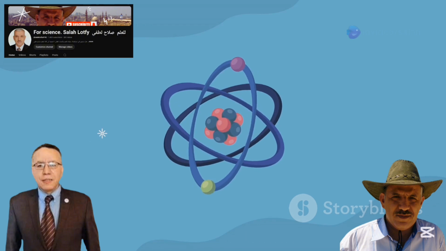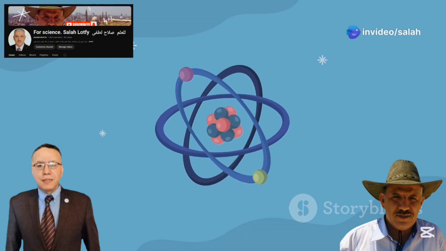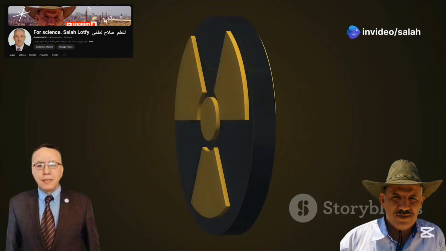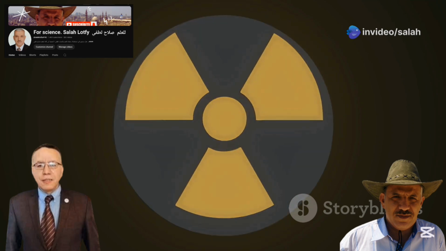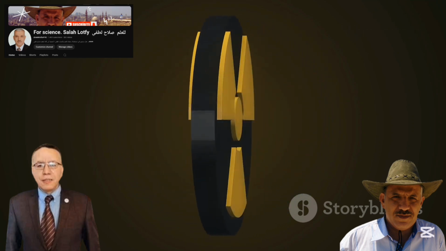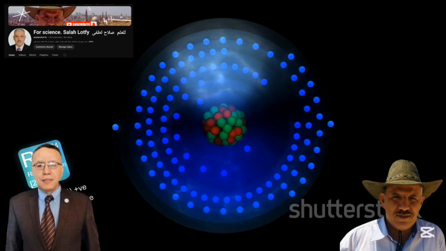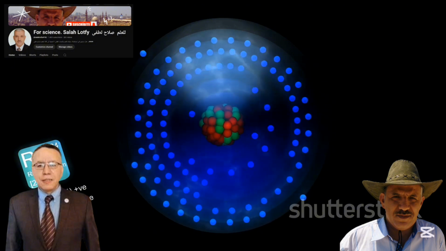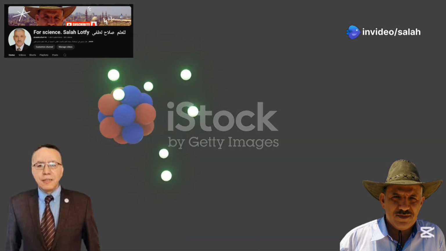These collective motions influence the shape and properties of the nucleus. The collective model successfully explains phenomena like nuclear deformation, where the nucleus can deviate from a spherical shape. It also helps us understand the energy levels associated with these collective vibrations and rotations, providing a more complete picture of the nucleus's dynamic nature.